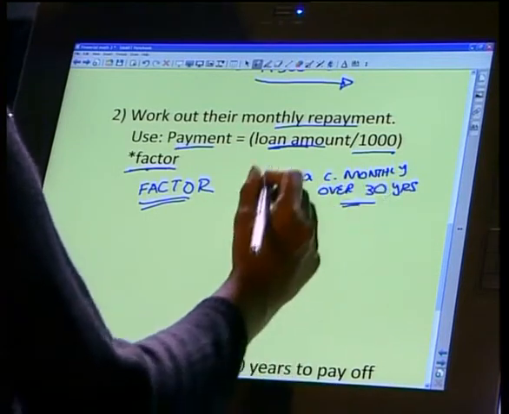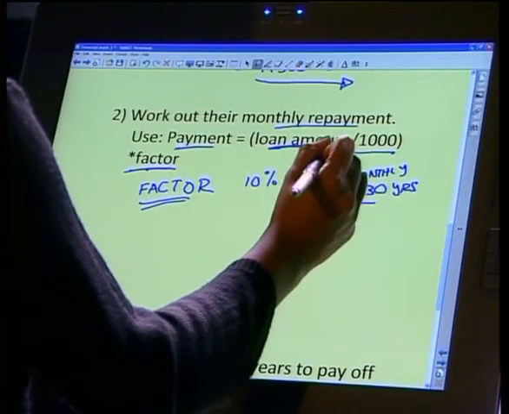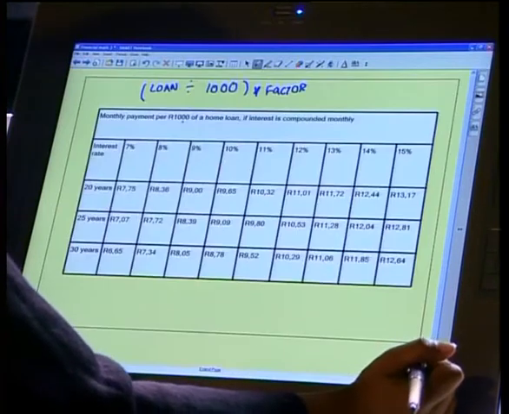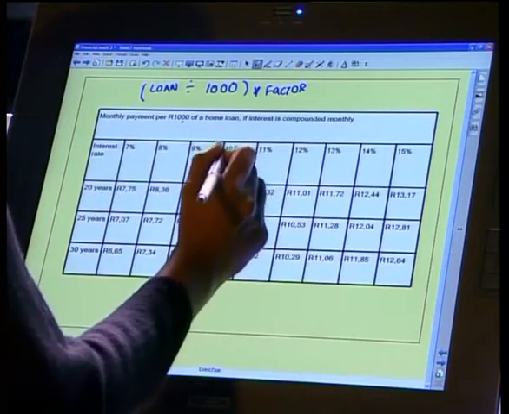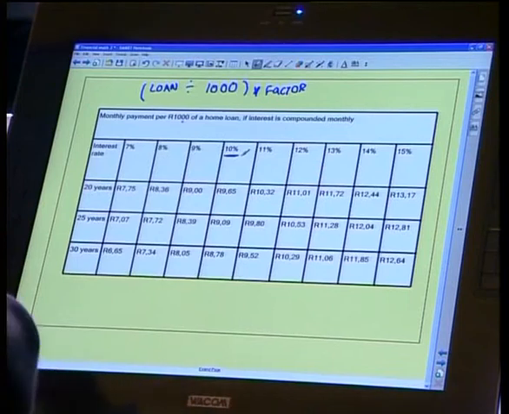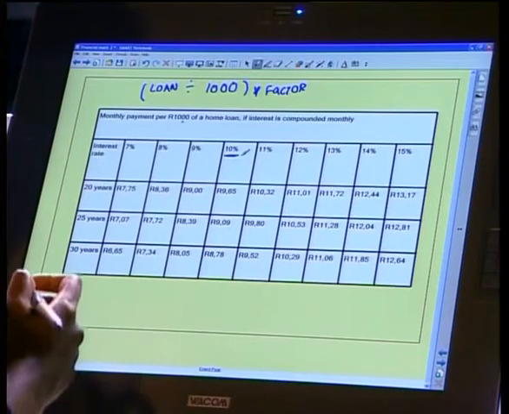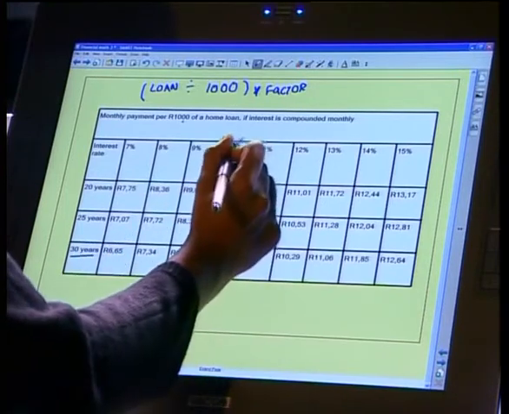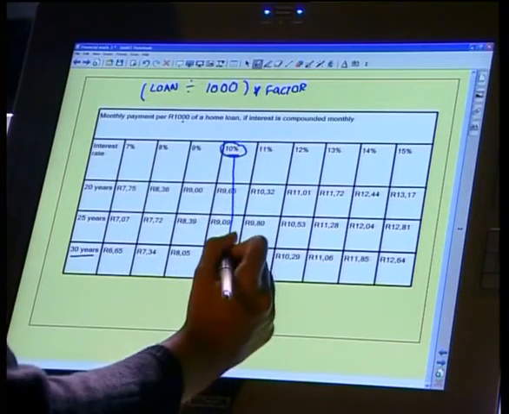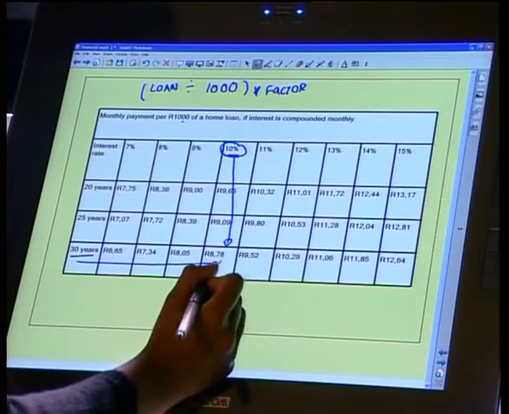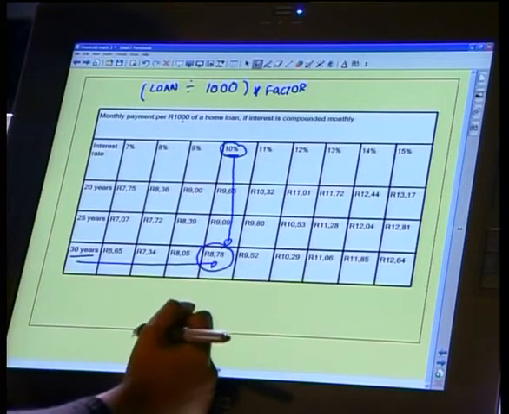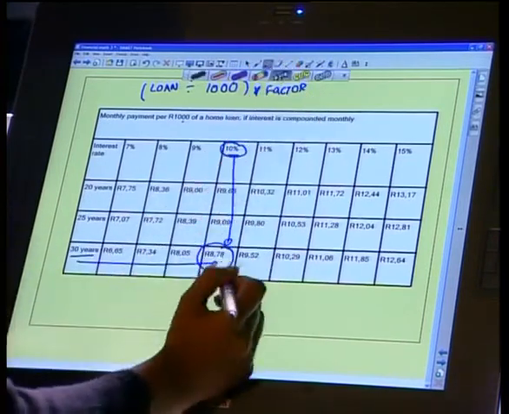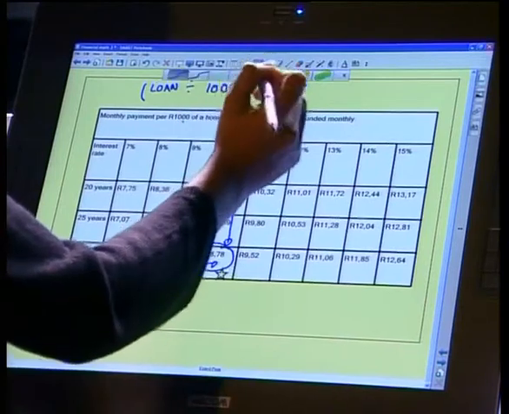So in order to work out the factor, all I'm going to do is go to the table that we looked at previously. We know that they've been granted 10% per annum compounded monthly, and they're taking the loan out over 30 years. So where these two coincide, 10%, we go down there, 30 years, there we are, and that's the one that we are interested in. So that's the amount that we are going to use. Okay, so we put a star there so we don't forget where it is.